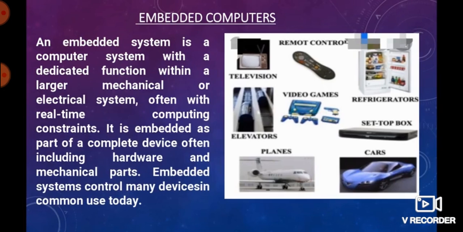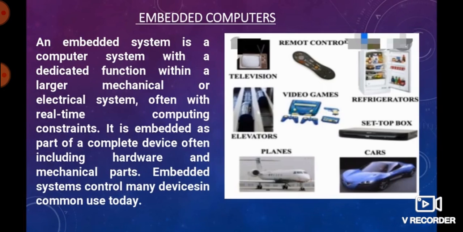It comes in the form of a chip, and it is embedded as a part of the complete device, and it often includes hardware and mechanical parts. Embedded systems control many devices in common use today, as I am showing you in the pictures. Nowadays in almost every electronic machine a special kind of chip is used, which is called an embedded computer, which cannot work on its own. Now it is used with a particular machine.